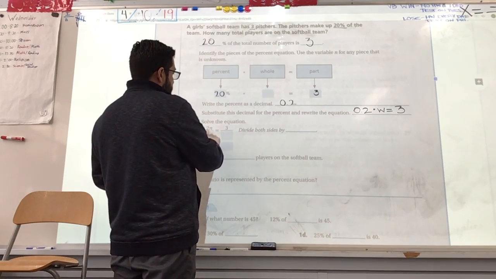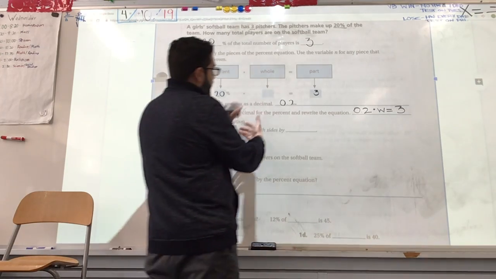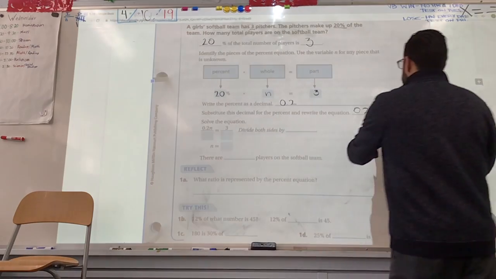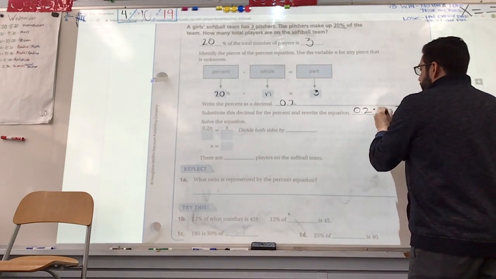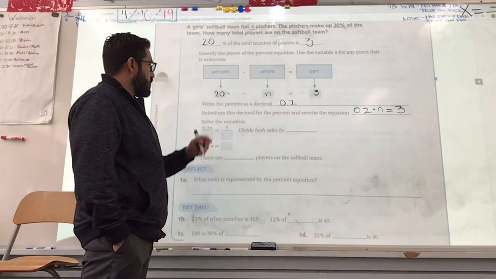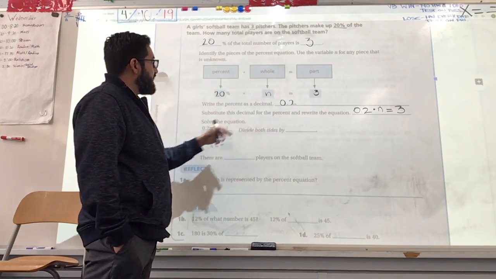We're going to solve the equation. 0.2 n, they just used n right here to represent number. We can change this up here if you want to. It does not matter. This can be n, this can be w. I'm just going to put n because it's written here. 0.2 n equals 3. We're going to divide both sides, like I said.